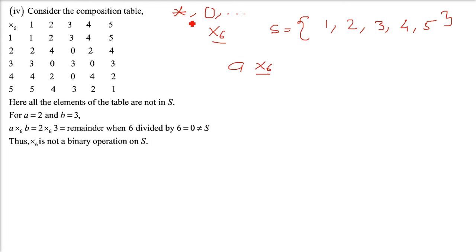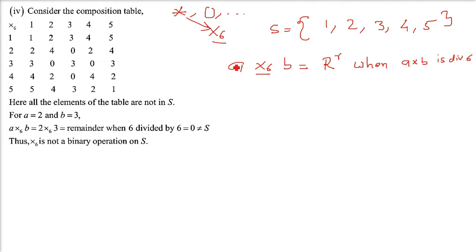And the operation is given like this. A x6 B is defined by a sentence: the remainder when AB is divided by 6. What does it mean? I'm writing it in short. AB, that is A cross B, A multiplied by B, is divided by 6. So whenever the operation is applied, you have to take A and B multiplication and then divide it by 6. Whatever value is there, that is the result.